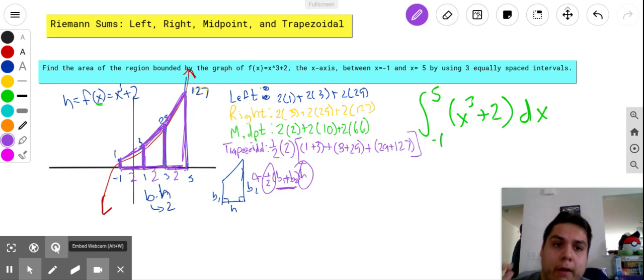Ideally, the intervals are equally spaced. But if they're not, then that just means you have to be careful with how you're finding the areas. So, for example, for the trapezoidal one, I was able to put the 1/2 out in front and the times 2 because they all had the same height of 2. But if they weren't all equally spaced, I would not be able to factor out that 1/2 height that they all had in common. All right. So just be careful.